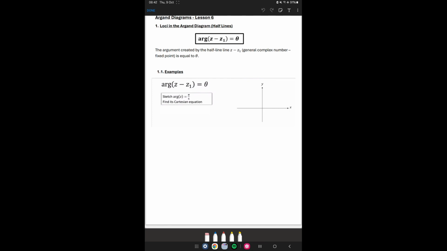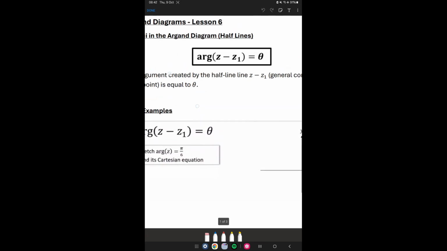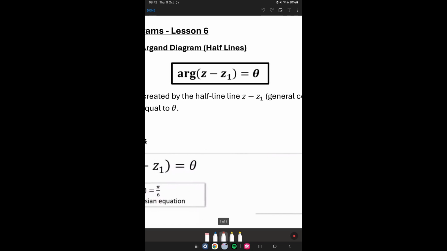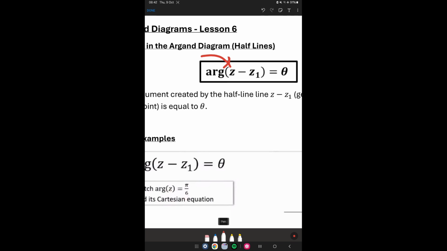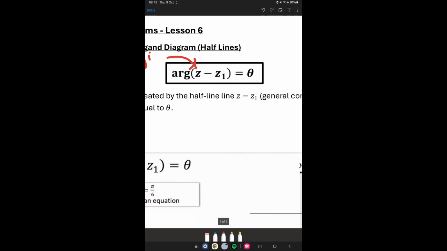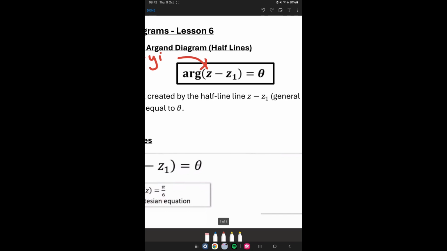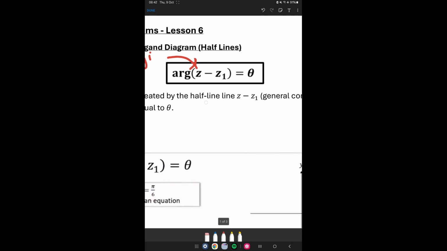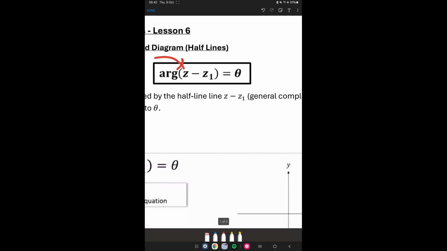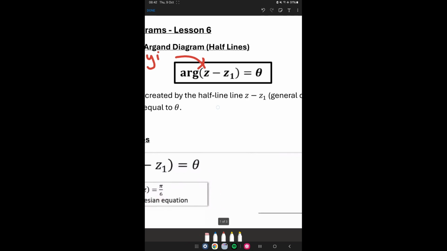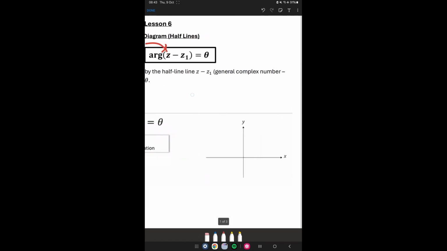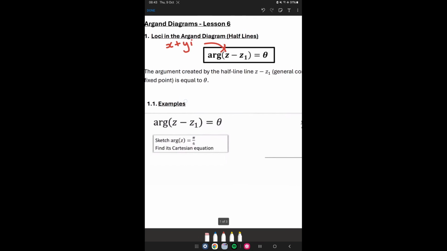So we can see here we've got the argument of z minus z1 is equal to theta. Remember that z is just your general complex number, which is going to be in the form of x plus yi. And then z1 will be a specified complex number, and we base it on the argument of this line created here, because remember it's the distance basically between z and z1. We want the line that creates to give us an argument of theta. So as I said, the argument created by the half line, z minus z1, which is the general complex number minus the fixed point, is equal to theta.